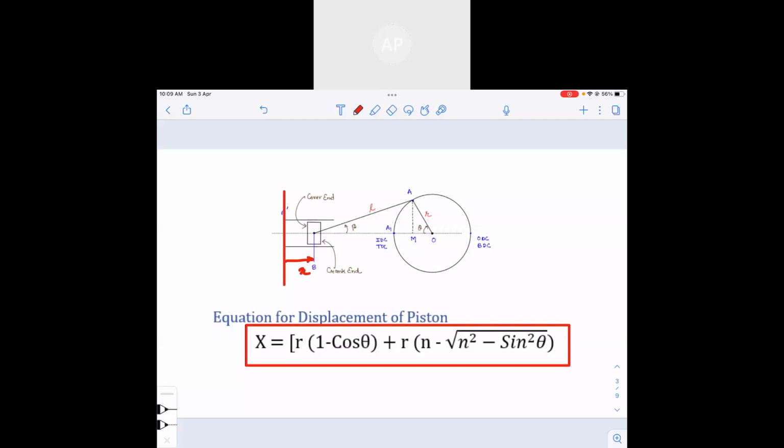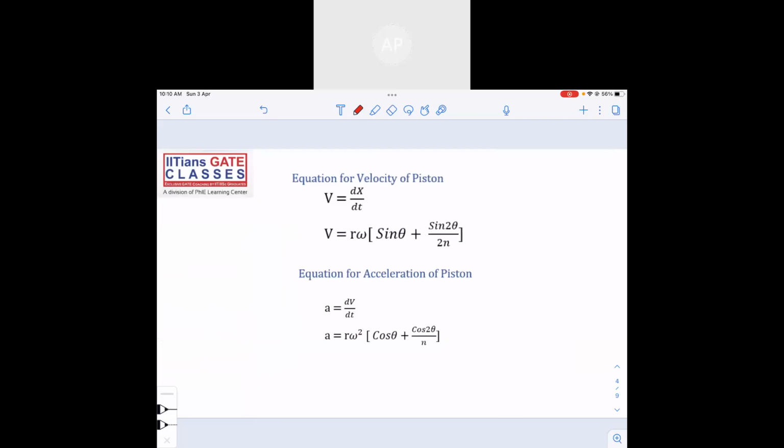So this is the equation for displacement of the piston, right? If you differentiate this equation, yes, you have to remember this equation. There is no other way out. But even if you're not remembering this, the next equation is much more important. That is the equation for velocity of the piston.